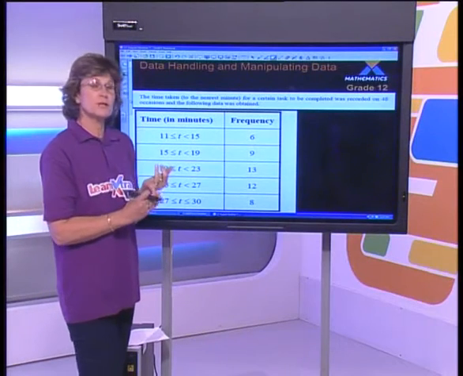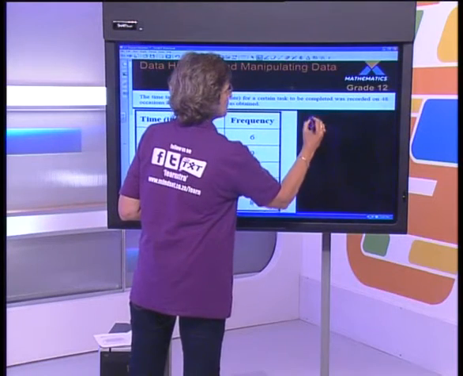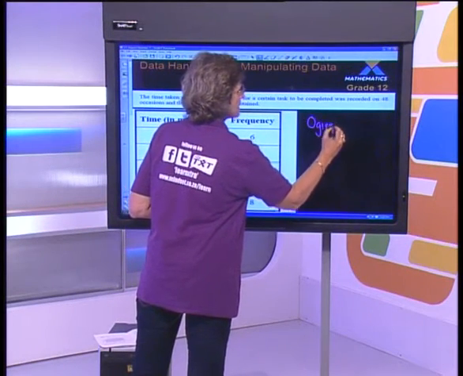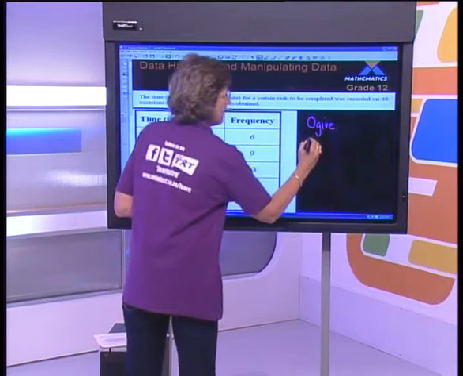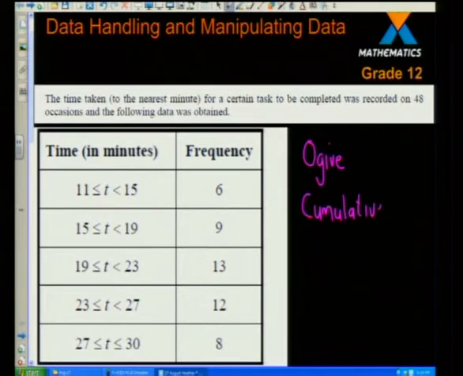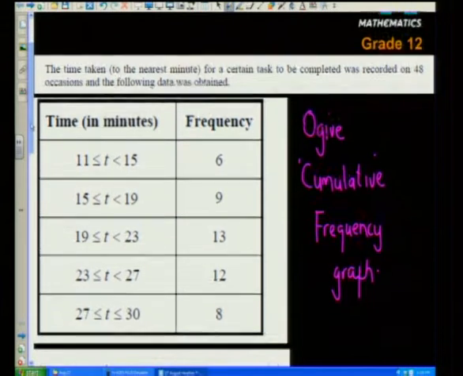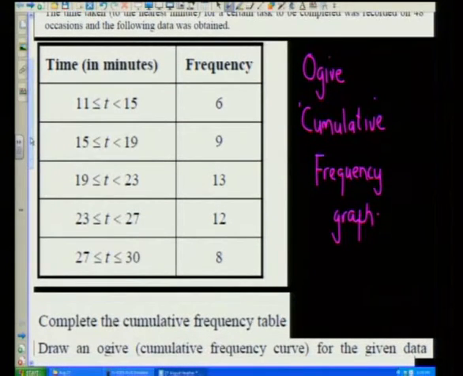Now, what are the standard kinds of questions that they ask us? Well, the first kind of question that they ask us is to draw an ogive, all right? And I know that some people pronounce it differently, but that's how we spell it. It's an ogive, and the alternative name for an ogive is a cumulative frequency graph. Now, because of that alternative name, it gives us a hint as to what we have to do first if we want to draw an ogive. And the very first question is to complete a cumulative frequency table.